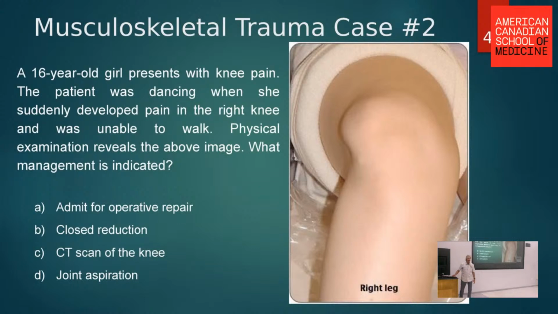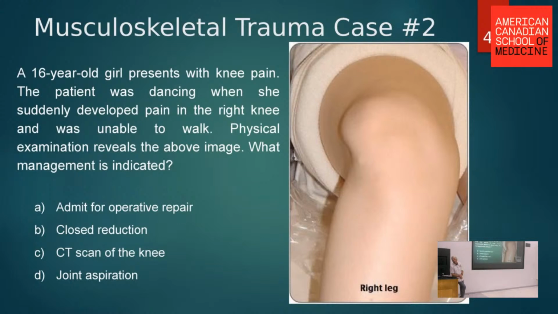Okay, here's another case. This looks a little bit different, right? So this is an AP view. You're looking at that knee from front on. A 16-year-old girl, and usually this injury occurs in younger people. A 16-year-old girl presents with knee pain. The patient was dancing when she suddenly developed pain in the right knee and was unable to walk. Physical examination reveals the above image.